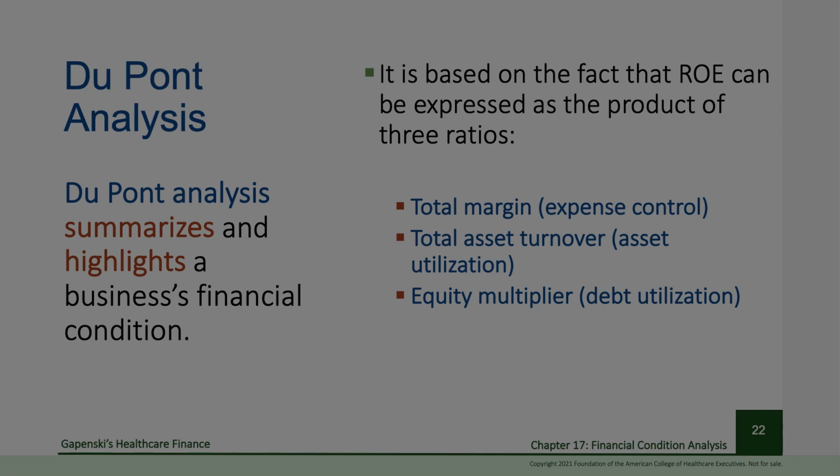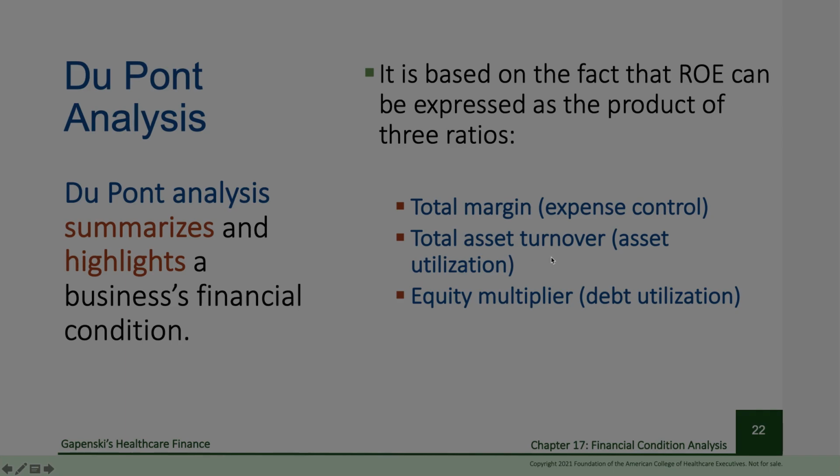Managers of the DuPont company developed the DuPont analysis, and that is why it's called the DuPont analysis. It helps in understanding the relationships among several ratios, and it is based on the fact that return on equity can be expressed as a product of three ratios: profit margin, total assets turnover, and equity multiplier. So total margin is basically about expense control. How much can you control your expenses and become profitable? Total asset turnover is how much you are utilizing your assets.